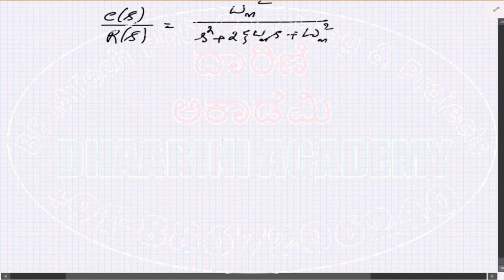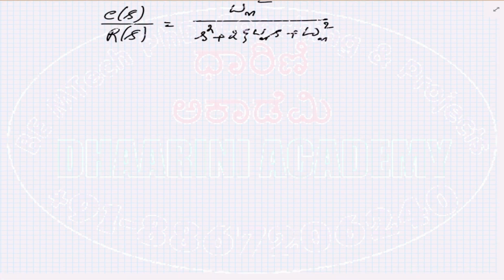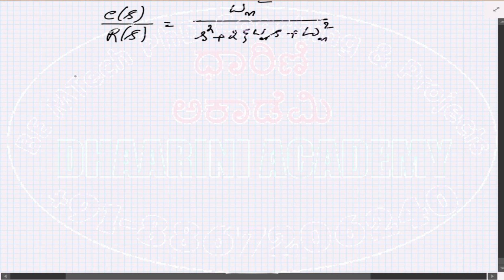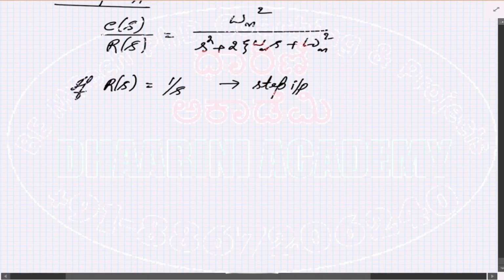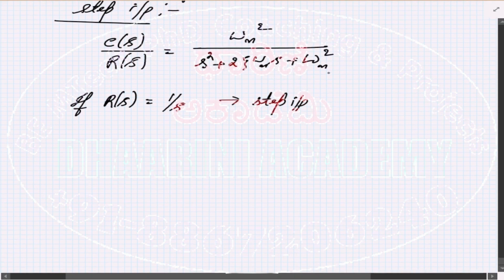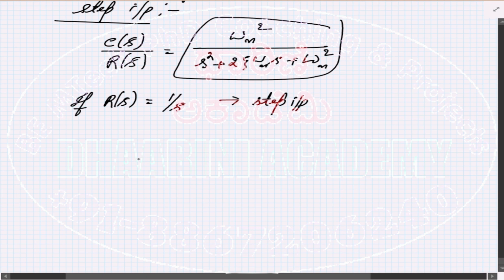Zeta is the damping ratio, omega n is the natural frequency, the undamped natural frequency. So if R of s is equal to 1 by s, it's obvious because we are providing the unit step input. Impulse response is straightforward. Impulse response in the sense, this transfer function itself is the impulse response because when the input is impulse, right?